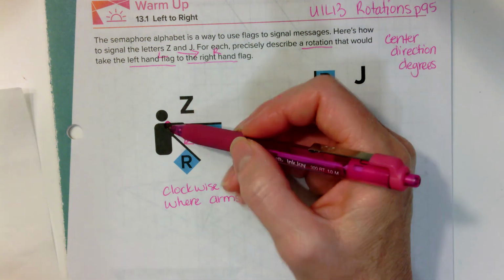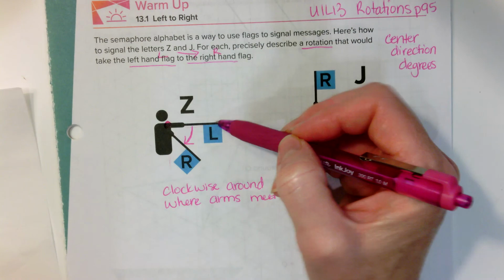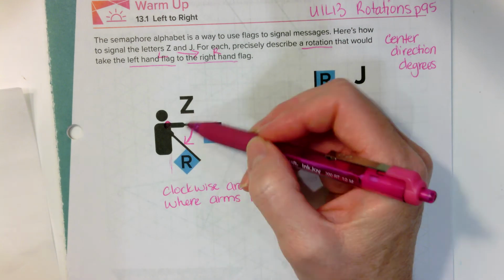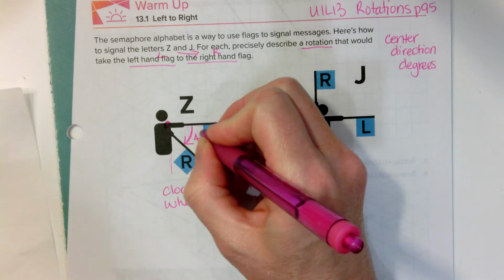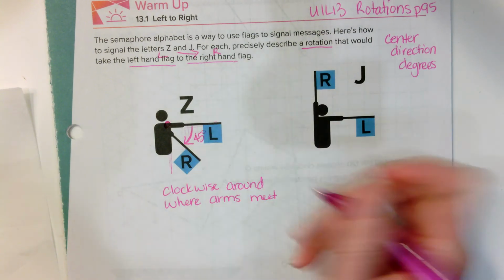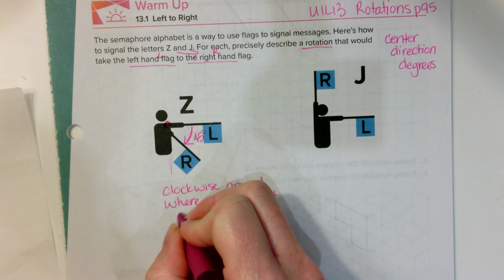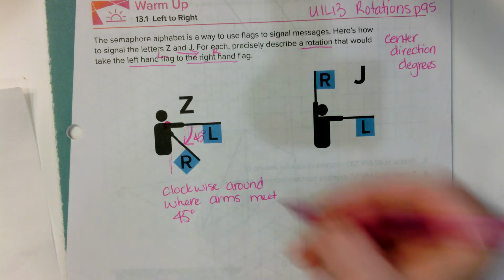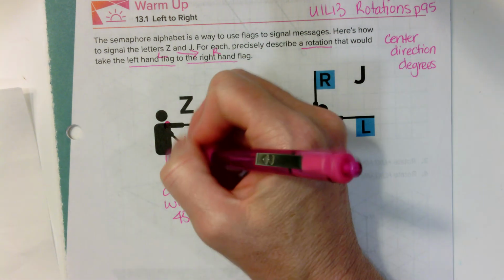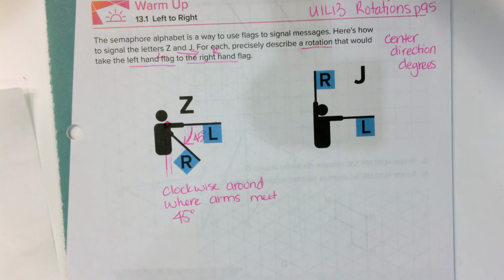Well, if I think about this left arm being perpendicular with the ground, that would make 90 degrees with the vertical. So maybe this is 45. I'm completely estimating the 45 degrees. If you feel like it's slightly more, slightly less, that would be fine right there. We're just estimating that amount.